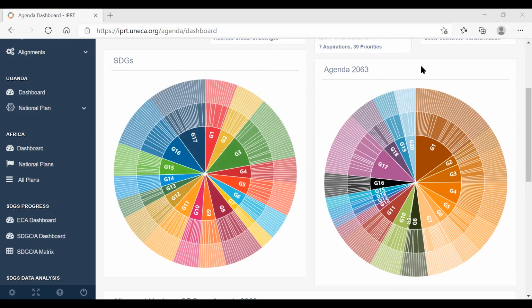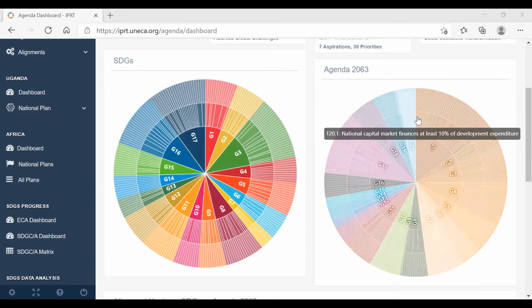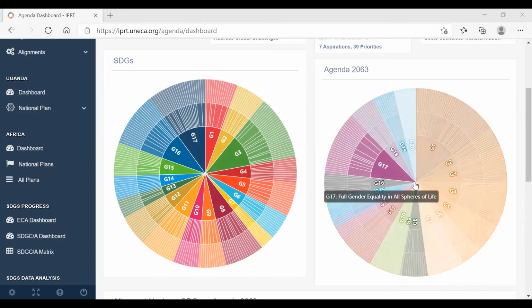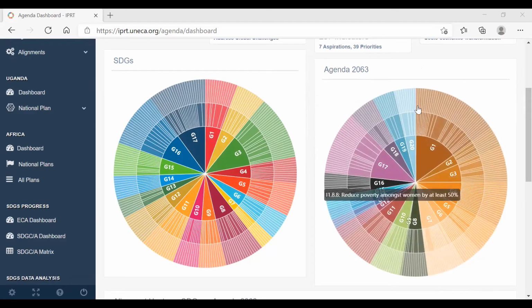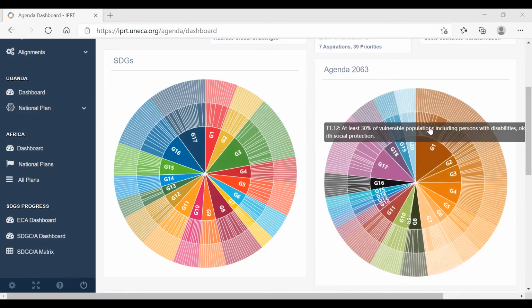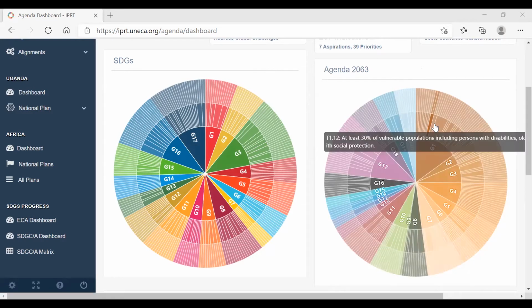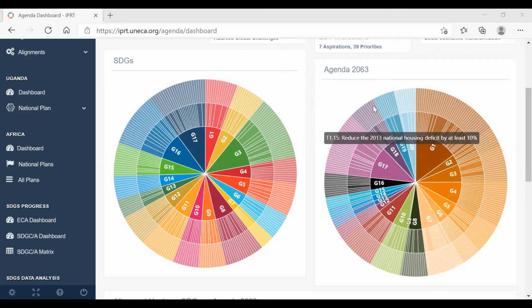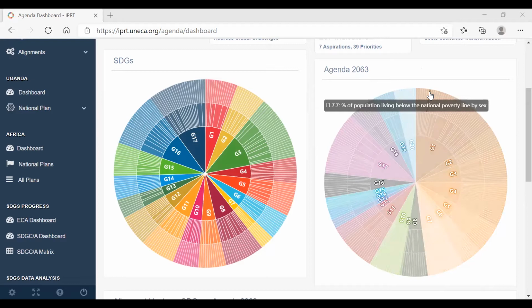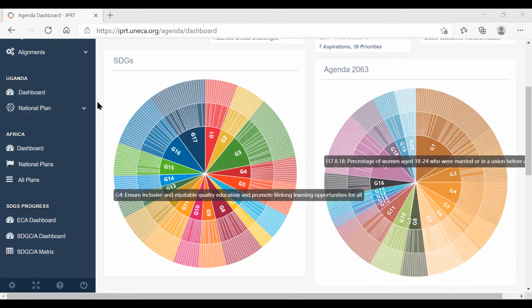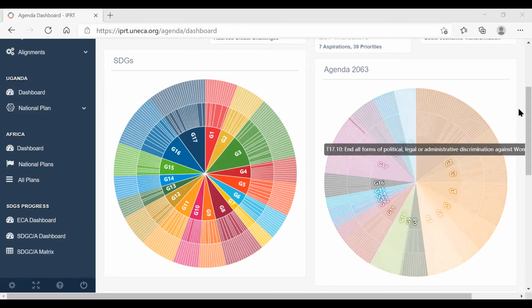The same is true for Agenda 2063. To the right is the other circle. And we have 20 goals for Agenda 2063. And also we have targets here, more than, I think, 157, something like that. And also many indicators here for Agenda 2063. So we have these two agendas for simplicity.